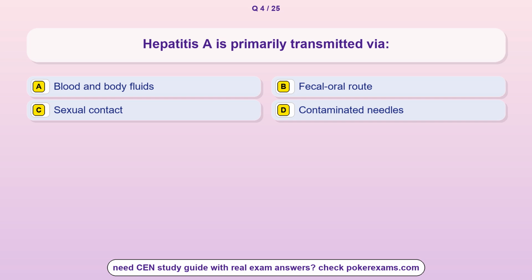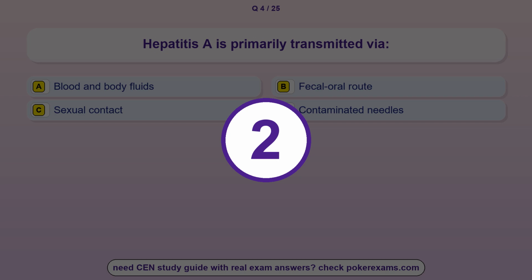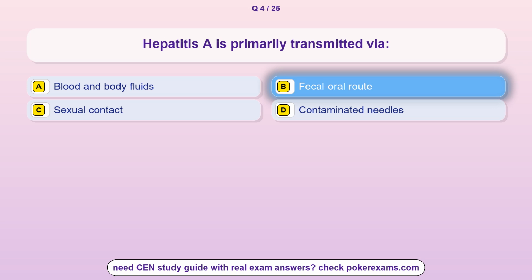Question 4. Hepatitis A is primarily transmitted via: Option A, blood and body fluids. Option B, fecal-oral route. Option C, sexual contact. Option D, contaminated needles. The correct answer is option B, fecal-oral route.